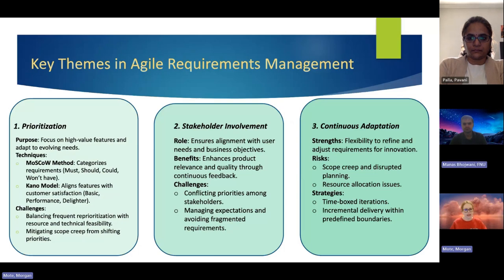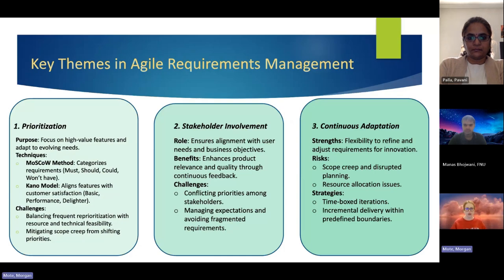Frameworks like the MoSCoW method, which categorizes requirements as must have, should have, could have, and won't have, and the Kano model, which focuses on customer satisfaction, play a vital role in structuring priorities. However, Agile's iterative approach often involves frequent reprioritization. While this flexibility allows teams to adapt to new information and changing customer needs, it can also strain resources, lead to inefficiencies, and sometimes cause delays if priorities shift too frequently without proper evaluation.